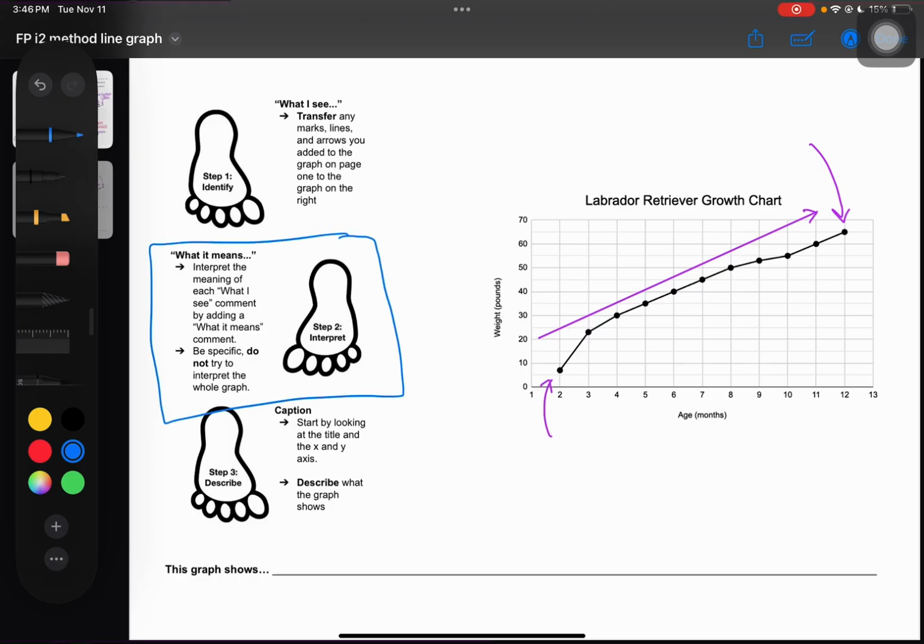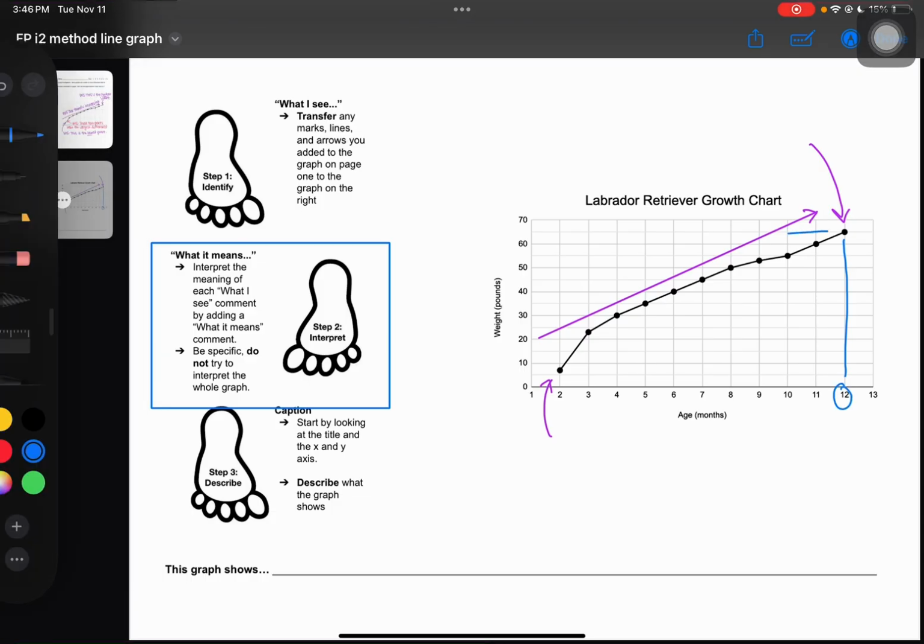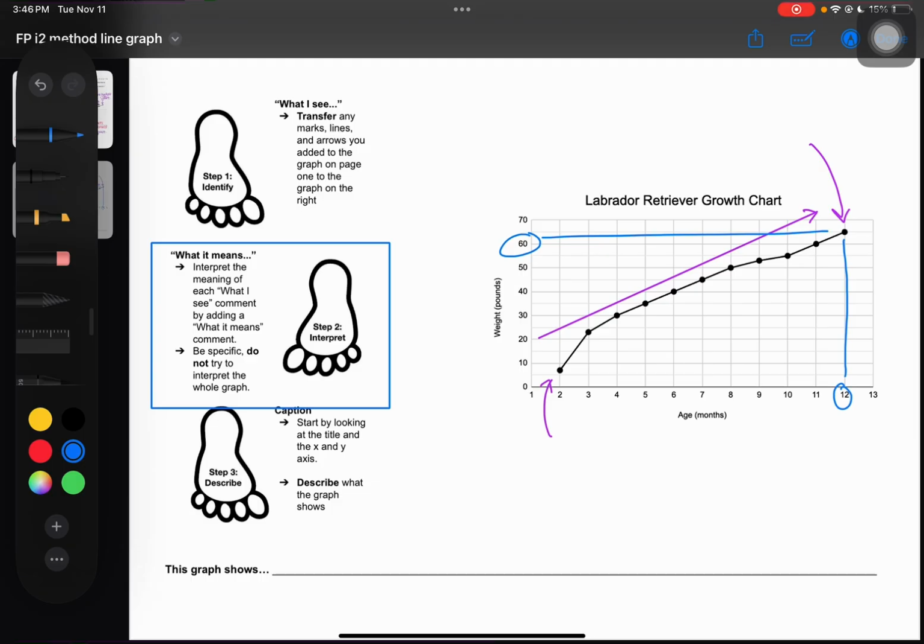So now I'm looking at this. What it means, I'm now interpreting each of those what I see comments. So for this top one, I'm looking at my highest point. Now it's not just the highest point anymore. It's now that at month what? Month 12, I have the highest what? Highest weight at about 60 pounds.